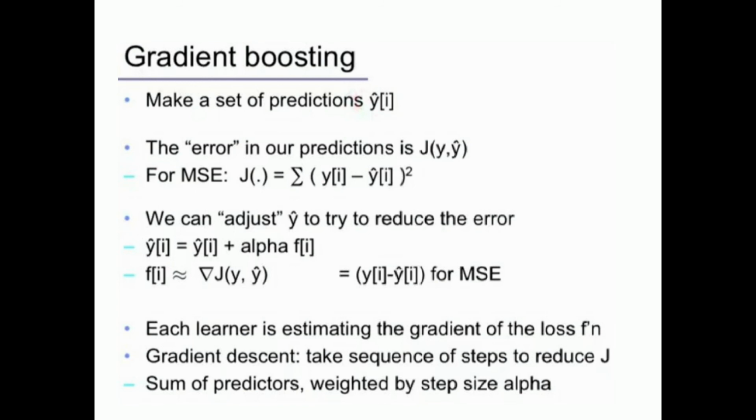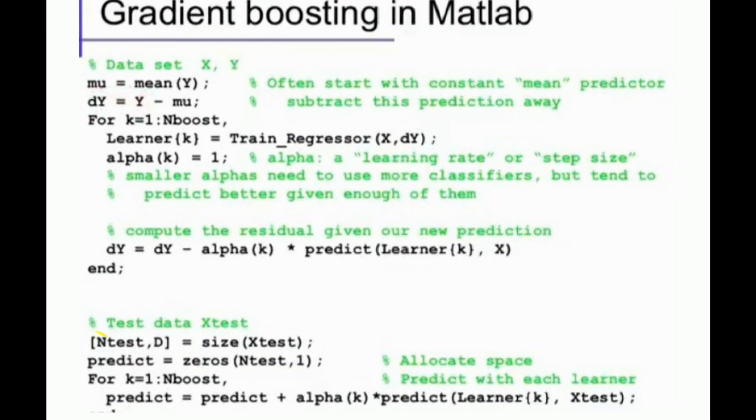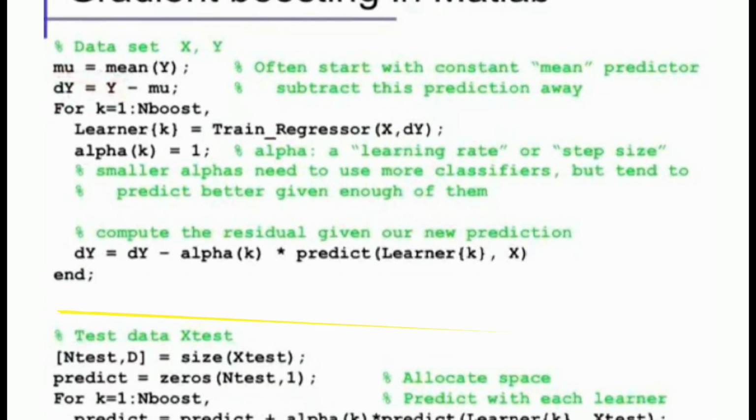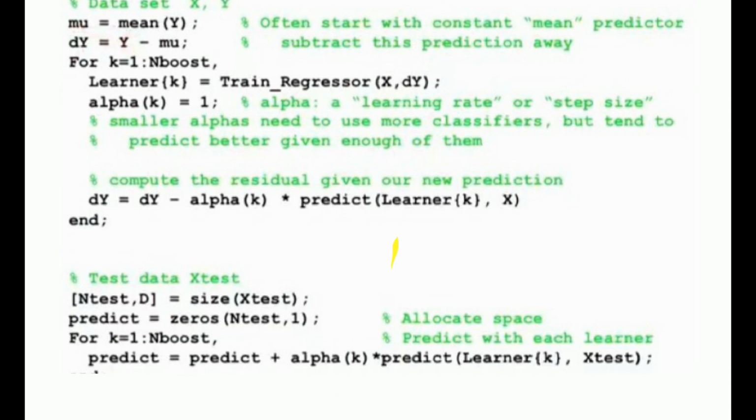Each learner is estimating the gradient of those functions. Gradient descent takes a sequence of steps to reduce J, and it is the sum of predictors weighted by step size alpha. This is the code snippet of gradient boosting in MATLAB. As you can see, the mean is calculated first. Then for every k from 1 to n boost, the model is trained, alpha is set to 1, the residual given the new prediction is calculated, and the test dataset is again predicted.